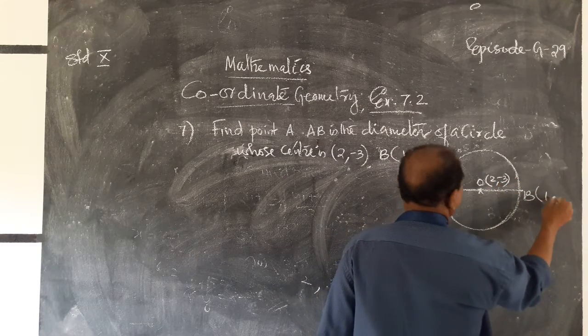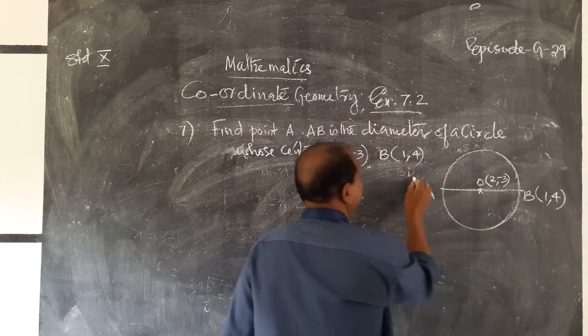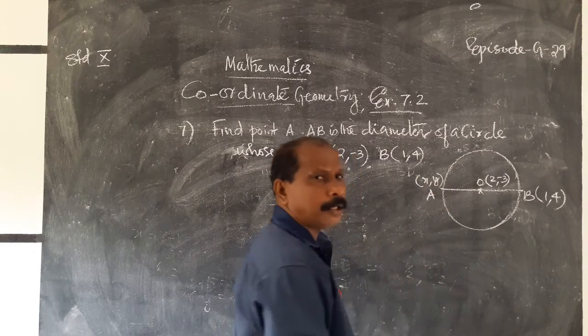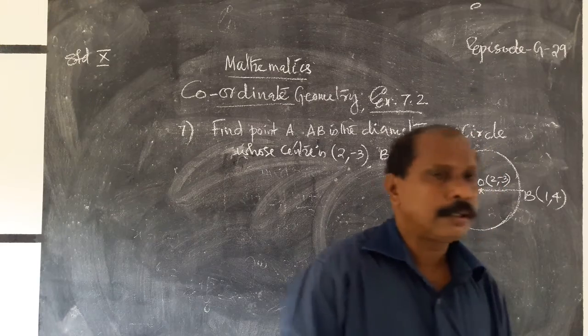B is what? (1, 4). We can find out A, that is A is (x, y). That means, what is the diameter?